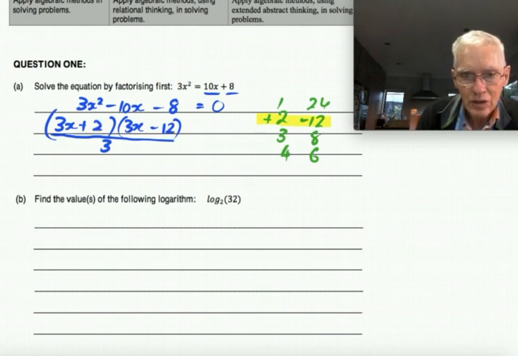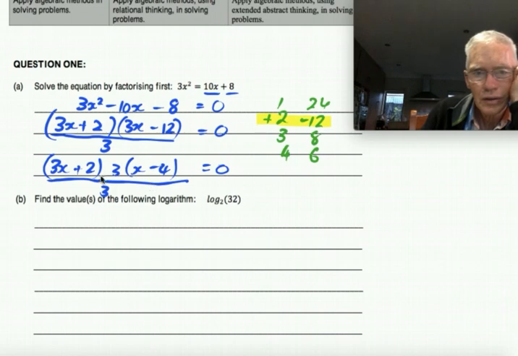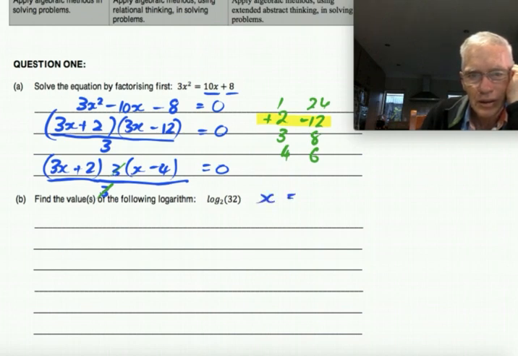Now I have to factorize the 3 out of this top bracket, and it will cancel with the 3 on the bottom. And so therefore we can factorize and then solve the equation. So now I can see the 3 cancels out here, and that leaves me with 3x plus 2 and x minus 4 equals 0. So putting in the values here, x would have to equal negative 2 divided by 3. Remember, we reverse the sign, divide by that, and plus 4 divided by 1. And then we've solved it.